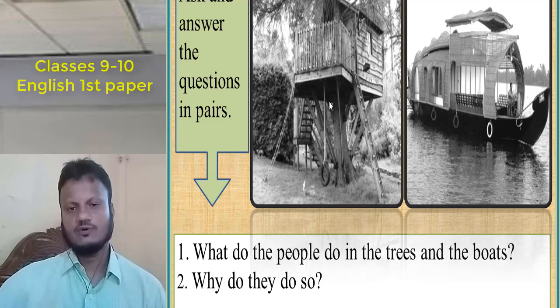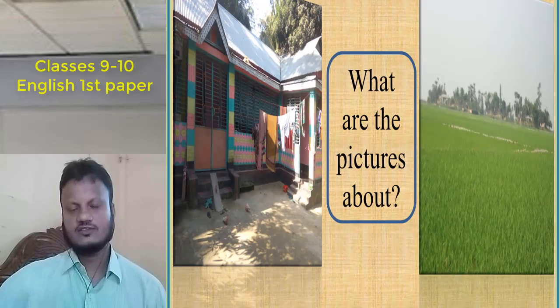Now, what's the reason? Why do the people make this type of house or this type of cottage in the tree? And another is a floating boat. What do you understand by the floating boat and a cottage in the tree? Why do people do this type of job? Okay, dear learners, I hope that you are thinking about them. Now I am showing you another two pictures. What are the two pictures about?